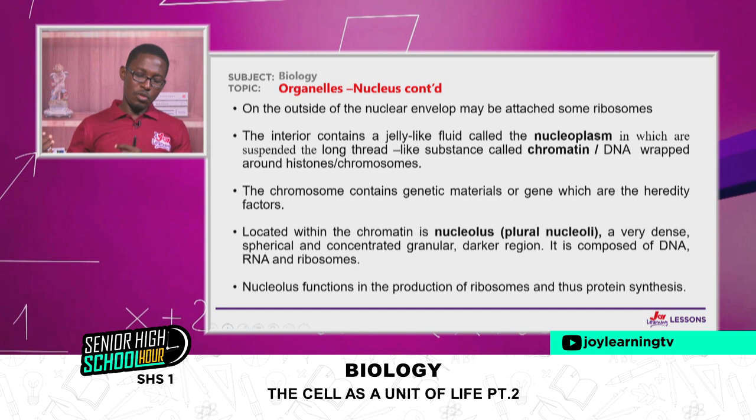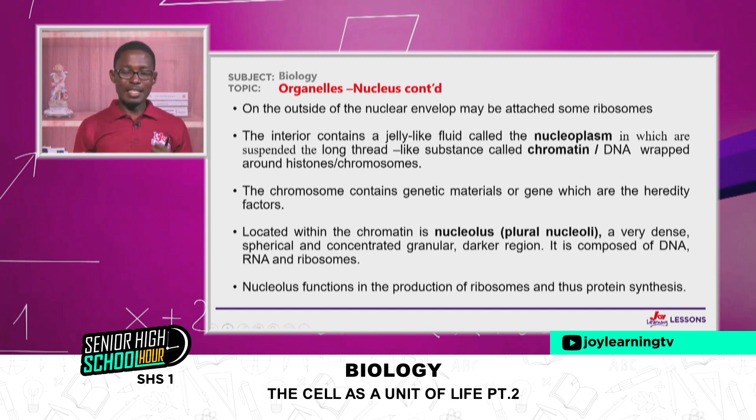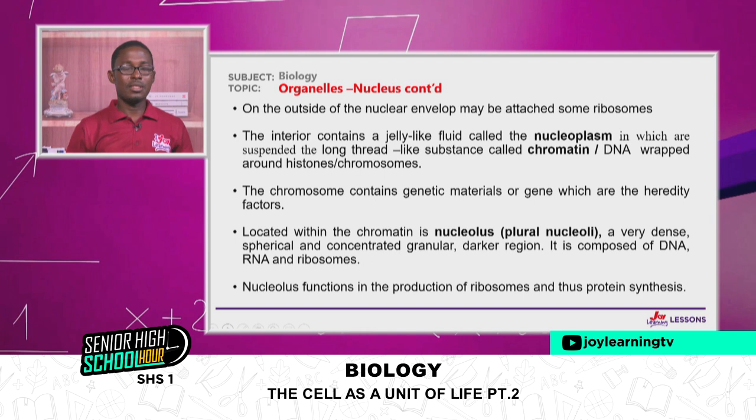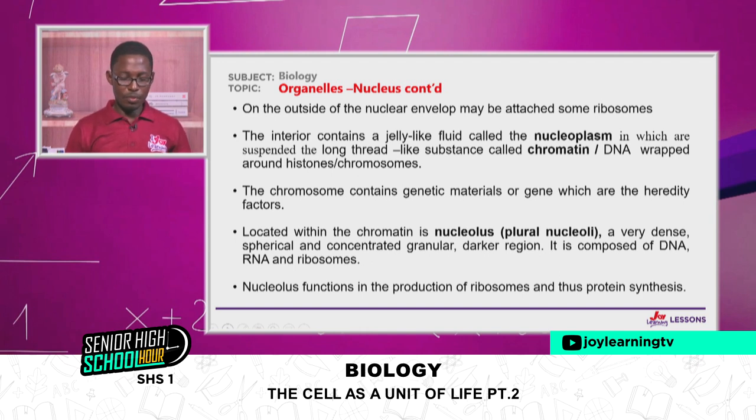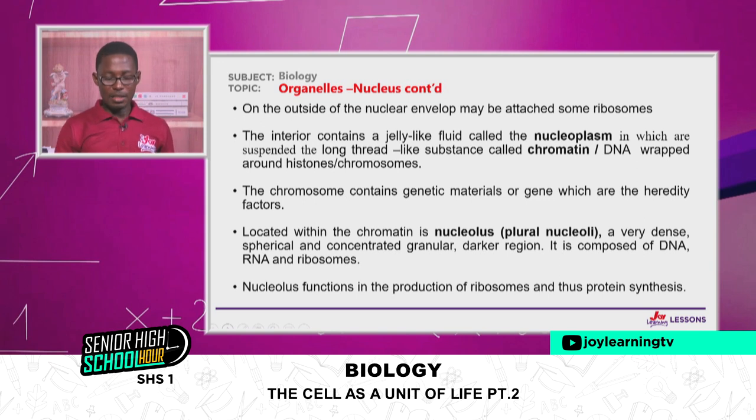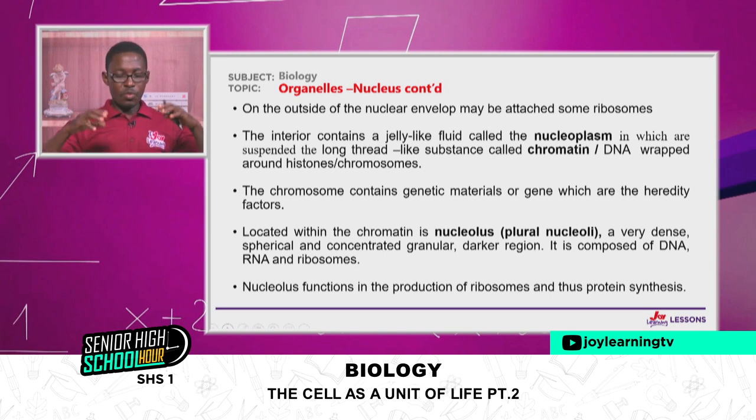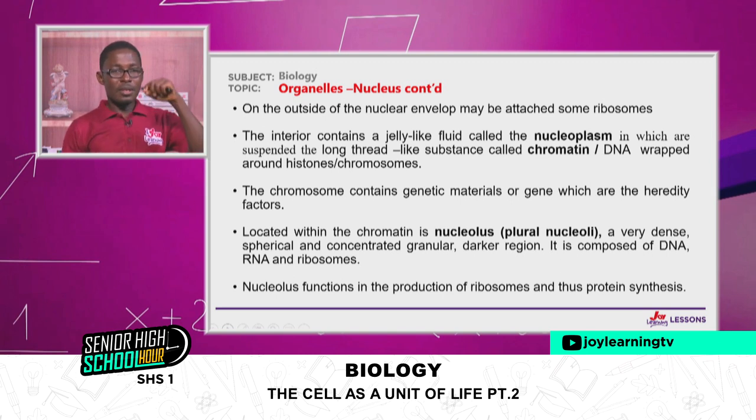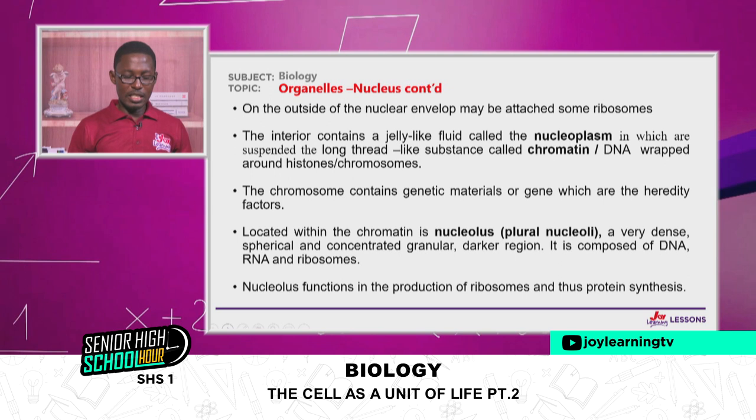Then the ribosomes that we just saw, that I said was made by the nucleolus, when they come out, some get attached to the outer surface of the nuclear envelope. Then the interior, I said that there's a liquid called nucleoplasm. Within it are long thread-like material we saw and underlined as chromatin or DNA.